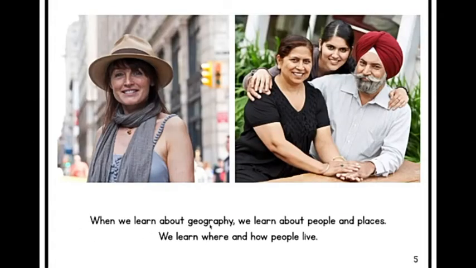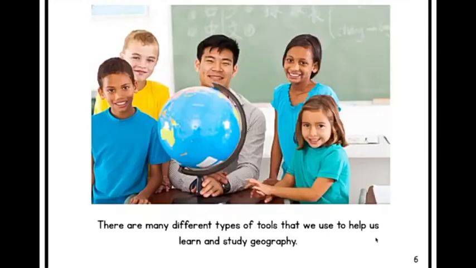When we learn about geography, we learn about people and places. We learn where and how people live. So some people might live in North America in a city. Some people might live in India in a rural area, which is far away from the city. Some people might live in suburbs like we do. There are many different types of tools that we use to help us learn and study geography.